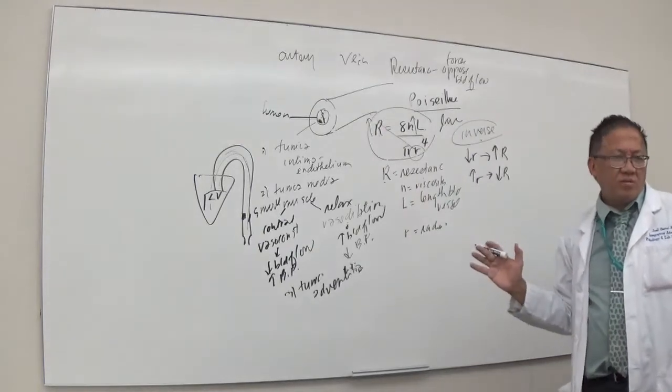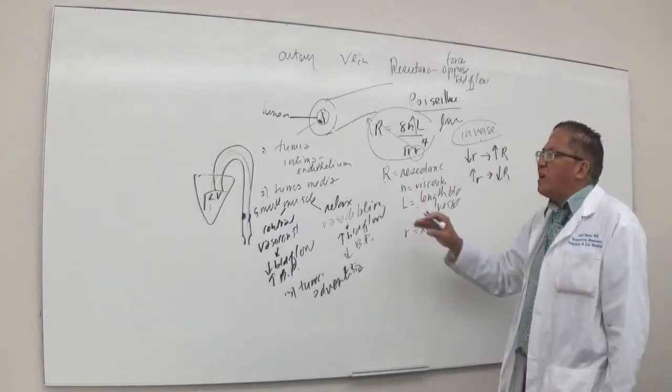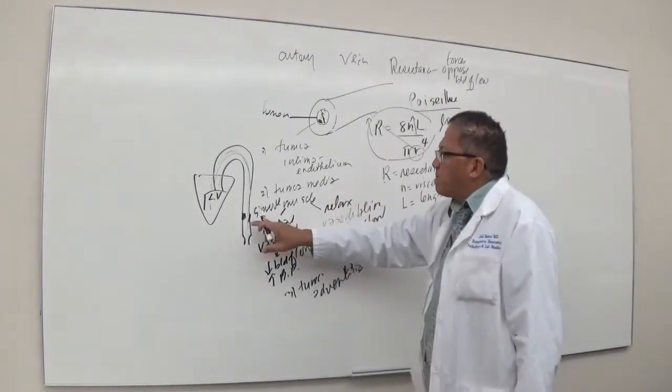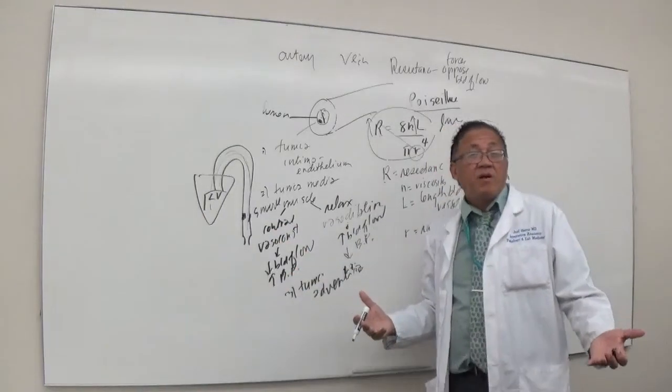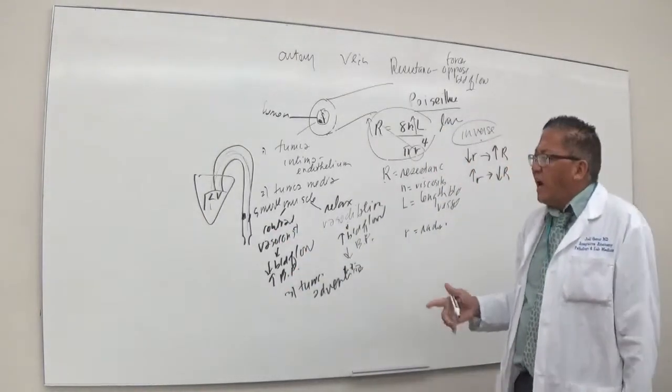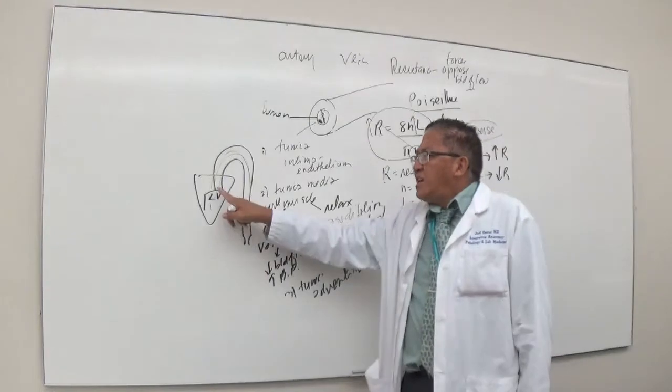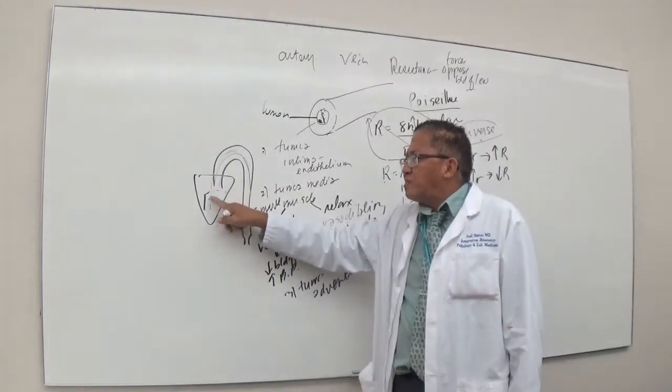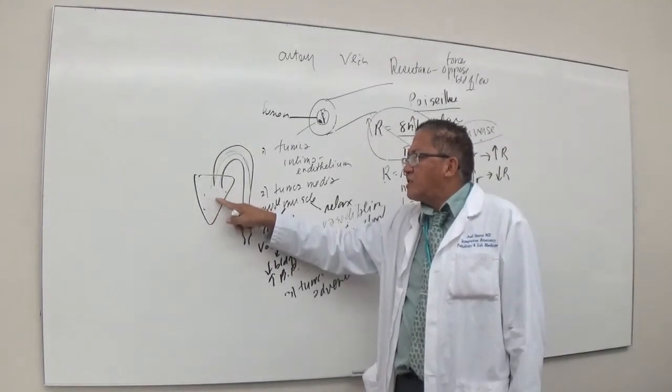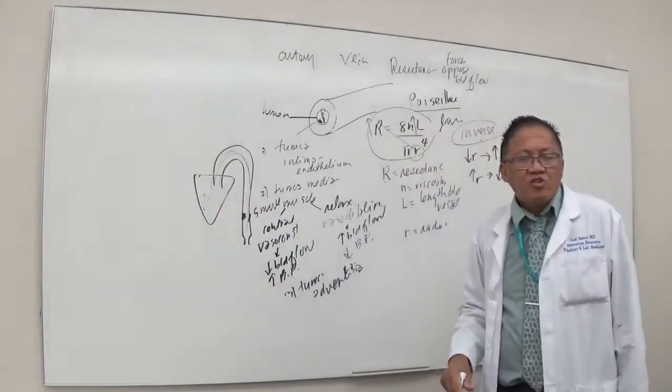Just like what I told you, when I told you we can vasodilate, it can help solve the problem of blood flow problems, right? I'll give you an example. What is the name of the artery that provides arterial oxygenated blood to the myocardium? It's called what?